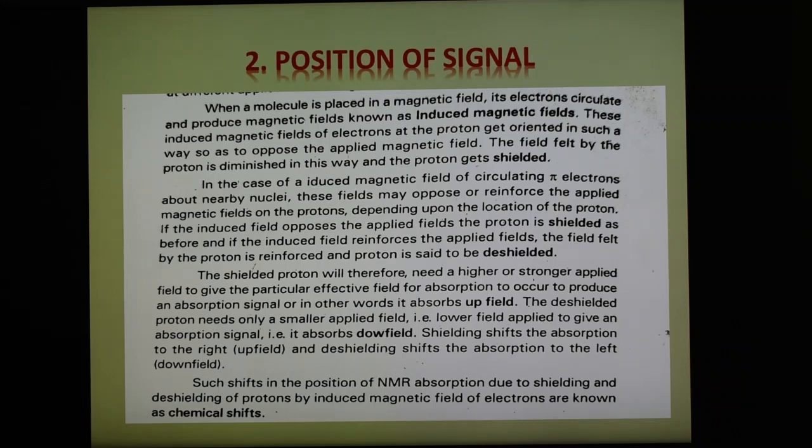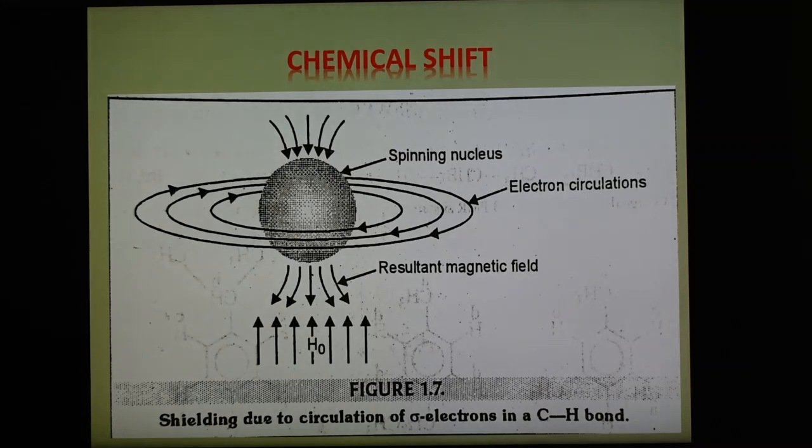When a molecule is placed in the magnetic field, it causes the circulation of electrons surrounding the protons. This circulation of electrons produces a magnetic field, the induced magnetic field, which may either oppose or reinforce the applied field. For example, this slide shows the shielding due to circulation of sigma electrons present in the CH bond. The sigma bond surrounding the protons generates an induced field, and this field opposes the applied magnetic field.